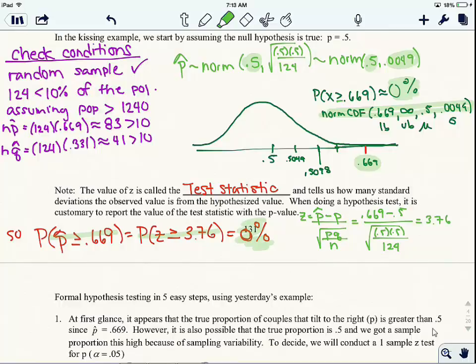So looking at that, we could say, you know what, it's so rare that it could happen if it really was a true value of 0.5, that it probably isn't a true value of 0.5, since we have evidence from the real world that 2/3 of the population tilts to the right. Here are the 5 formal steps that we could use to write that out.